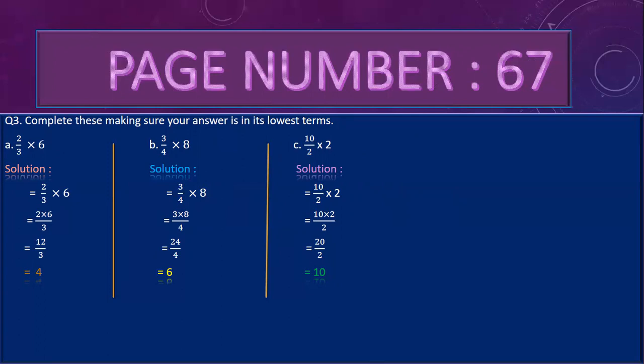Come to the next part, 3 over 4 multiplied by 8. 3 multiplied by 8 over 4. 3 8s are 24, 24 over 4. After the cancellation, we get 6. We divide both 24 and 4 by 4. 6 over 1 will be our answer. Next, 10 over 2 multiplied by 2. We multiply 10 and 2, 20 over 2, and again when we divide it by 2, our answer will be 10.